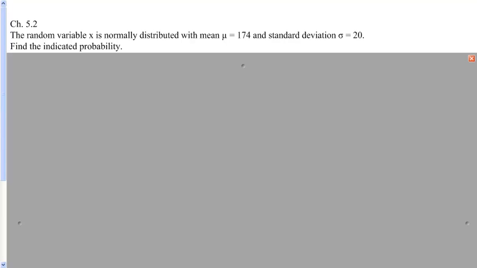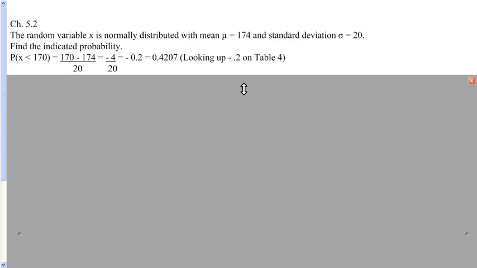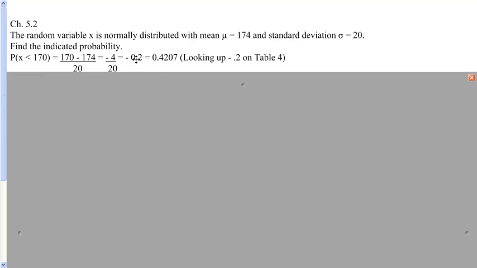This comes from chapter 5.2, and these are some problems I want to help you with. The first one says the random variable x is normally distributed with a mean, mu, equal to 174 and a standard deviation equal to 20. Find the indicated probability. So what you're going to do here is find the z-score first, and once you know the z-score, you're going to look it up on Table 4 in the back of the book, the normal distribution table, because you're told that it's normally distributed.